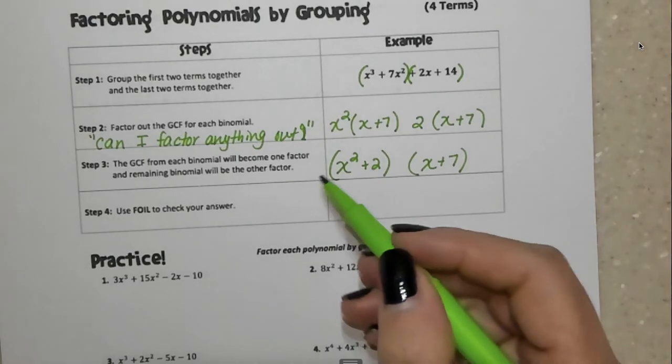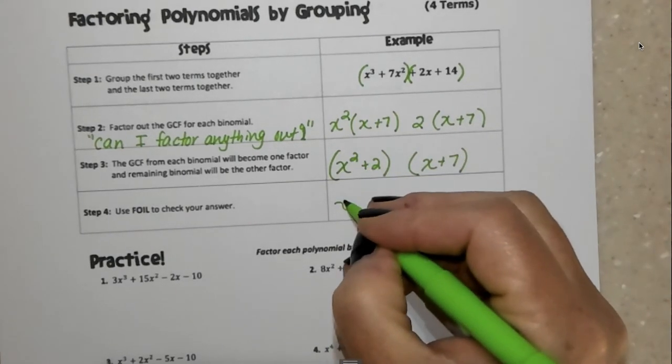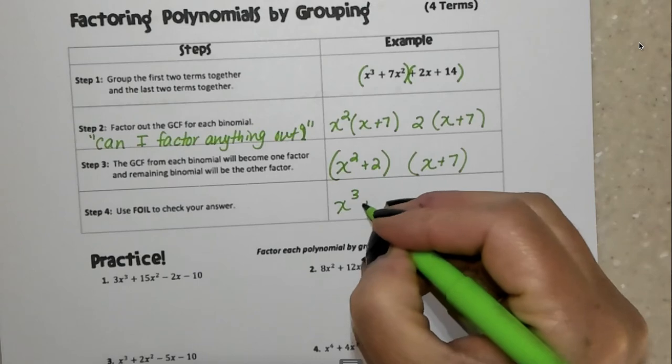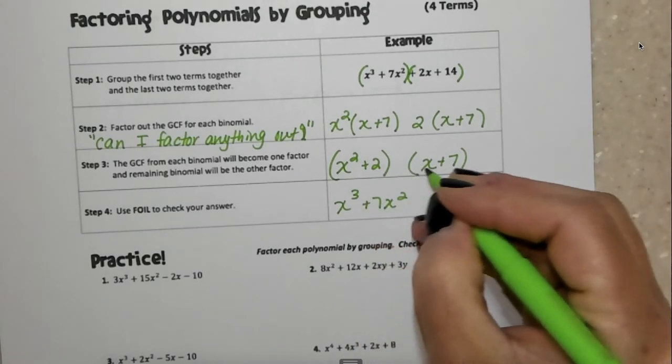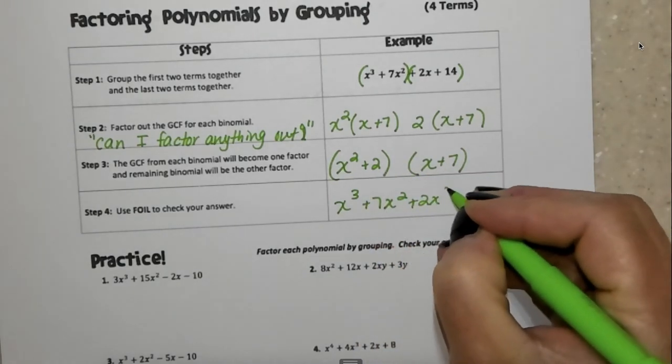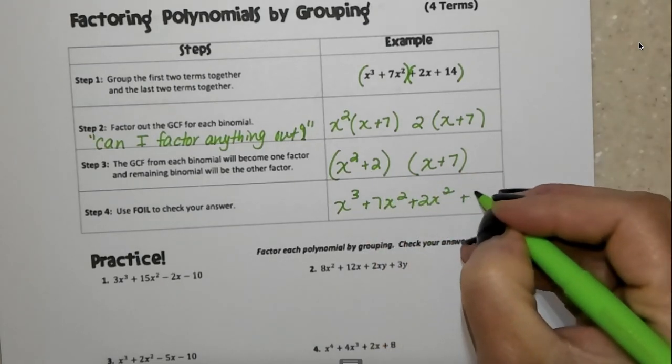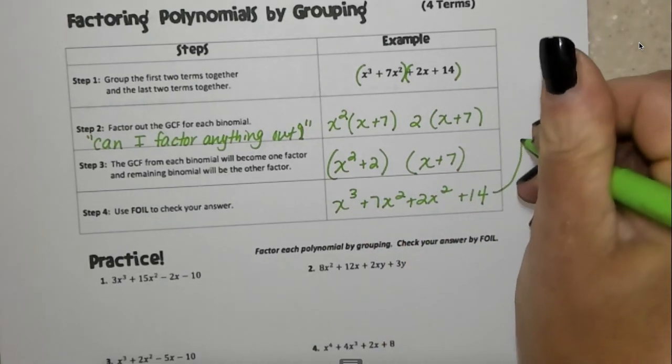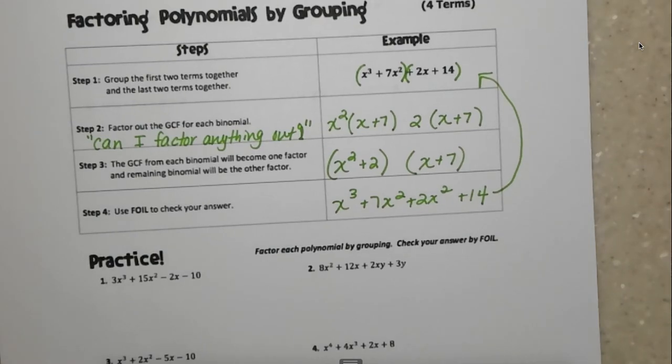First, outer, inner, last. So first would be x to the third. Outer would be 7x squared. Inner would be 2x squared. And last would be 14. Does that match the original? It sure does.